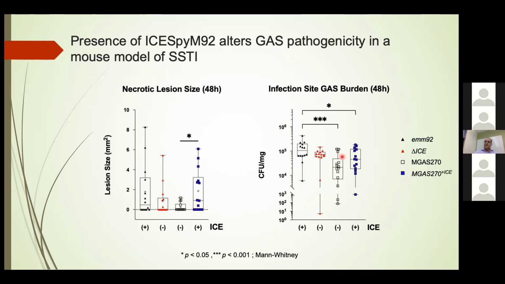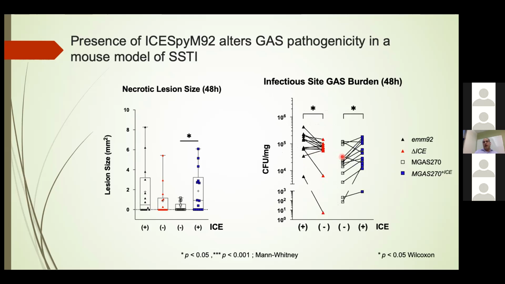When we look at individual comparisons, using comparisons in individual mice, since we contralaterally infected them with an ICE-positive and ICE-negative isogenic mutant strain, we see that the presence of the ICE significantly affects the tissue burden in both the M92 and the MGAS270 background. So clearly the presence of the ICE is contributing to the ability to colonize and cause invasive disease in the skin of a host.